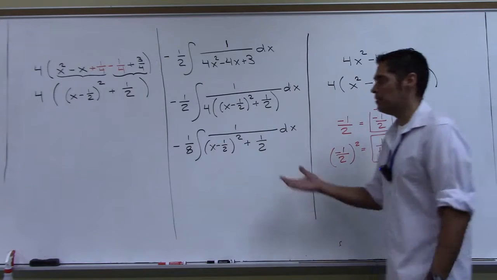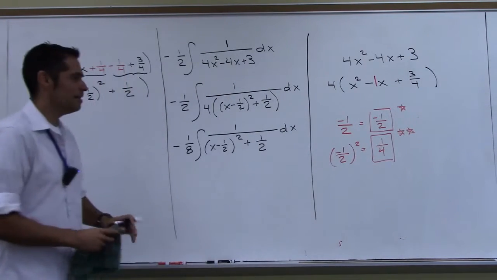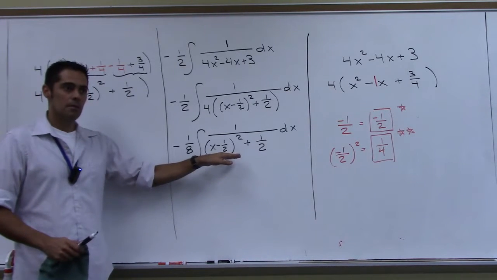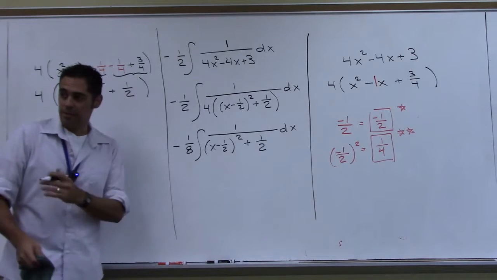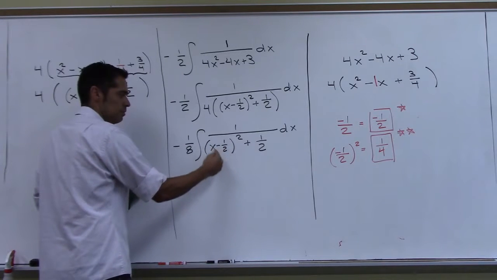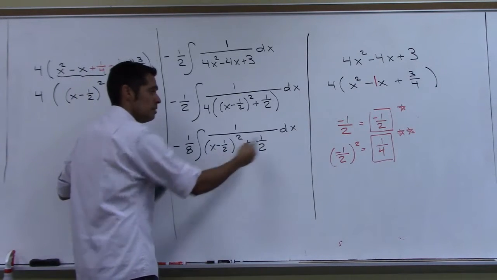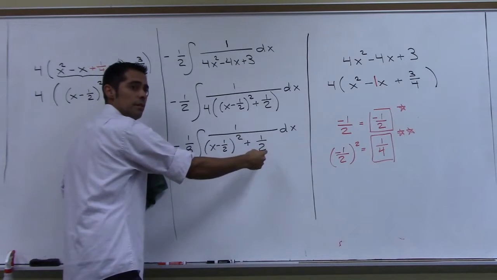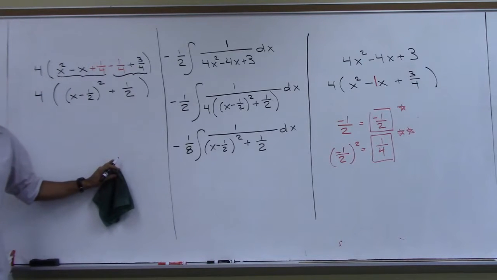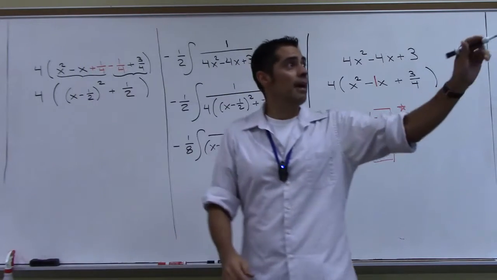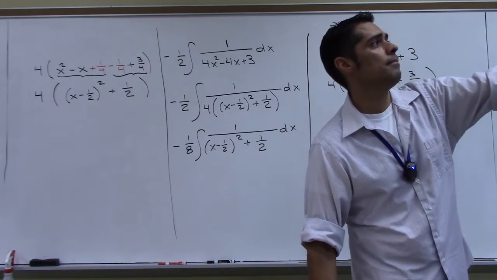And what was the whole point of this? That this would be something I can do with what? Like a basic U substitution: if this is U, what's the derivative of U? The derivative of that is just dx. And so I can rewrite this whole integral where it'll look like 1 over U squared plus a number squared. And how do we deal with that? Arctangent, right? Arctangent.